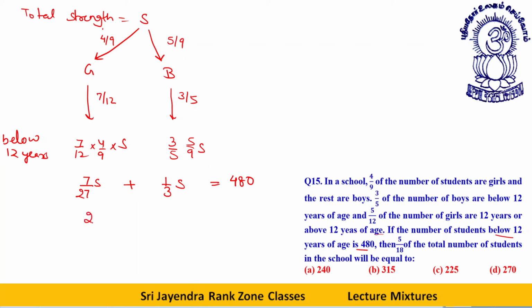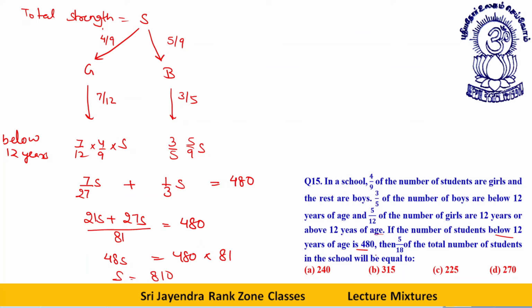If I simplify it, 21s plus 27s by 81 is equal to 480. That way, this becomes 48s is equal to 480 into 81. So school strength comes out to be 810. The school strength is 810.